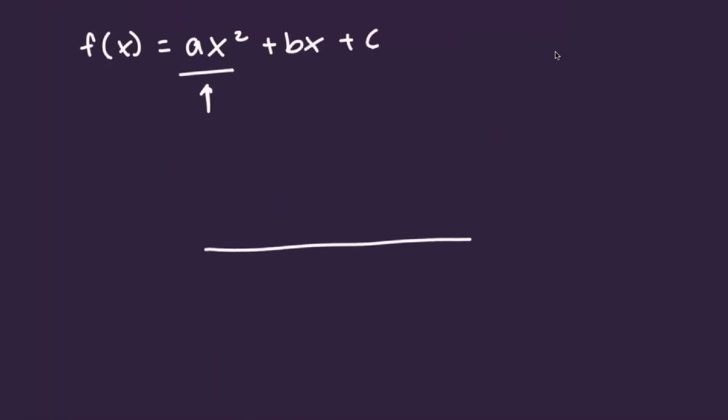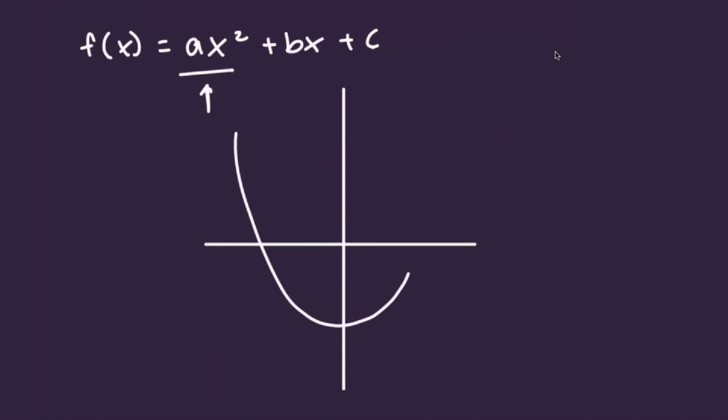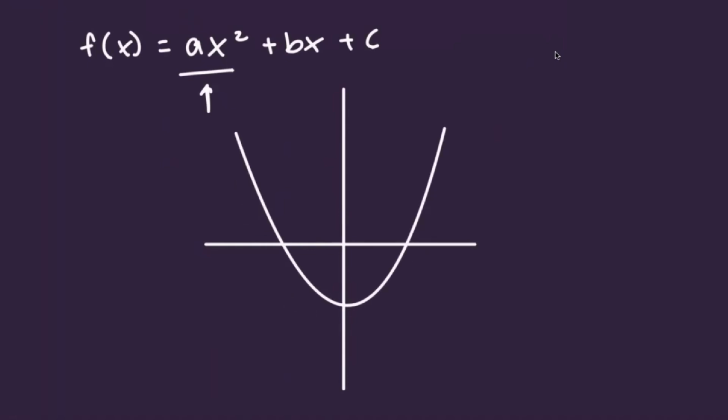So what are quadratics? A quadratic is a function in the form of ax squared plus bx plus c, with the highest power being 2. The graph of a quadratic would be a parabola, which is sort of a U shape, like so. Let's walk through a few examples.